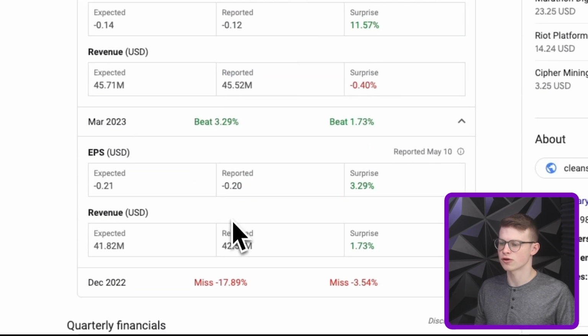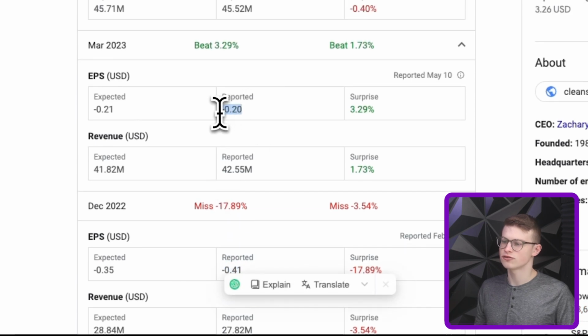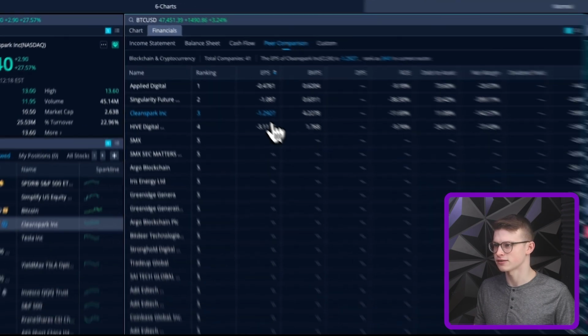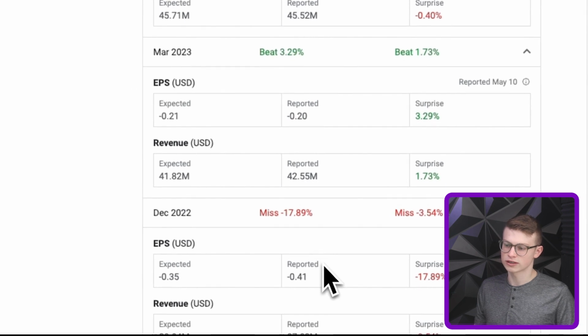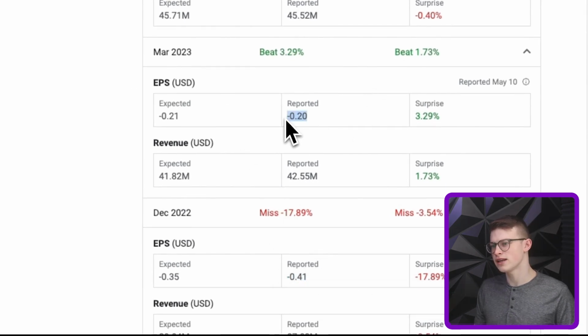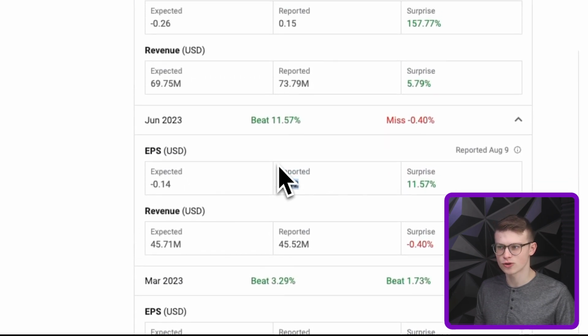We can go back from December 2022, from negative 41 cents to negative 20 cents. And these are per quarter, these financial statements per year. So that's why we're seeing negative $1.50. But December 2022, negative 41, March 2023, negative 20, June 2023, negative 12. Okay, they're crawling out of the hole a little bit.